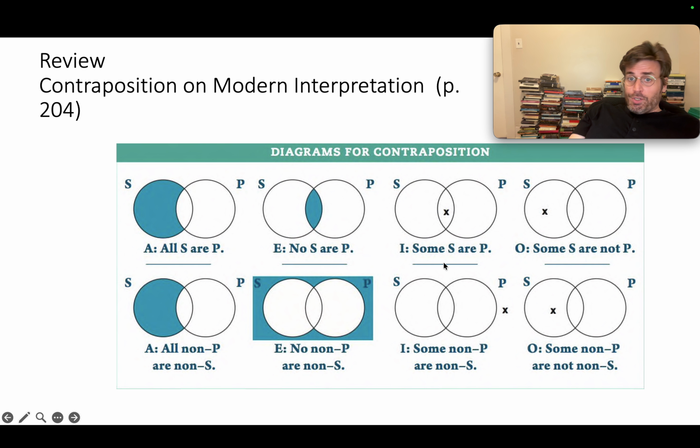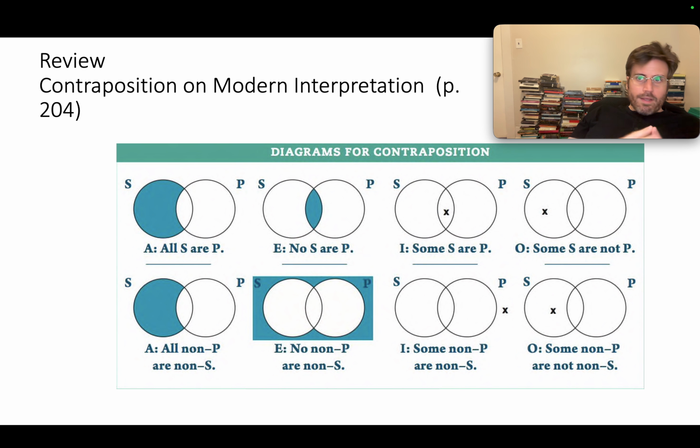The I proposition, some S are P, this is the particular affirmative. This becomes some non-P are non-S, and so we have an X out in region 4. So this is not a valid contraposition either. The O proposition looks equivalent to me. Some S are not P becomes some non-P are not non-S. So this is a valid contraposition. So we're allowed to contrapose A propositions and O propositions on the modern interpretation.